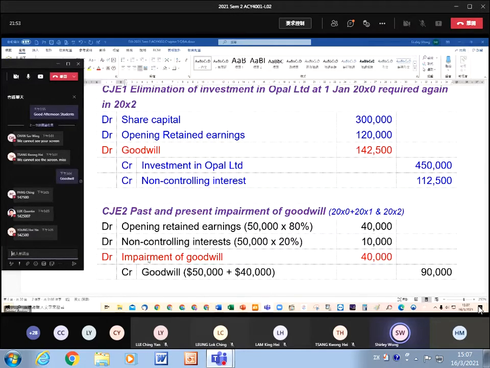Therefore, we will debit impairment of goodwill, and then here you have a choice. You can credit accumulated impairment or directly credit goodwill. Because in the statement of financial position, if the original worksheet does not give you the accumulated impairment, you can include the amount into the goodwill by crediting the goodwill.